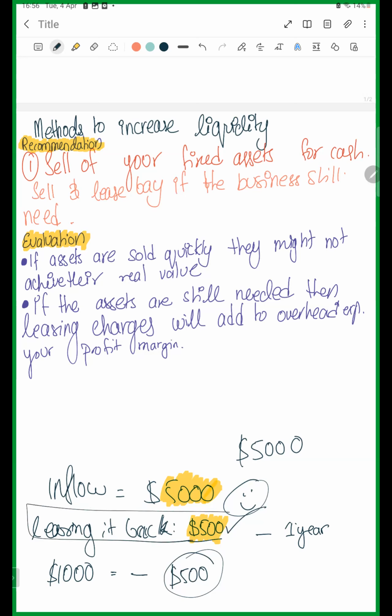Got it? Okay. So now that is a drawback, right? You're paying off your overhead expenses. That's like a bad thing. It just decreases your profit.